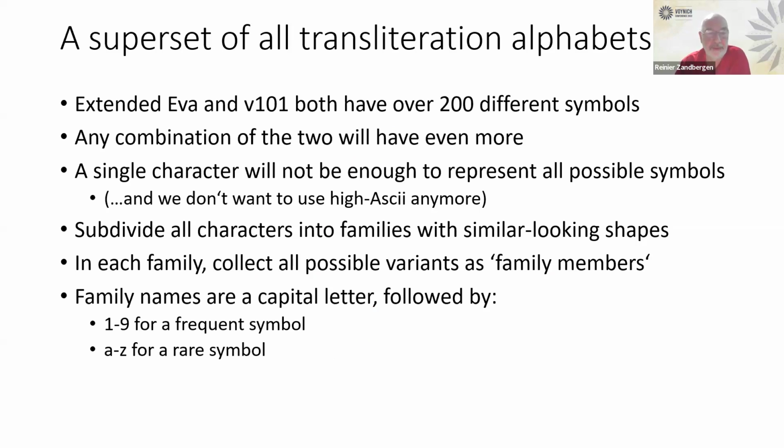So the way to solve that is to subdivide all characters into families, and each family has similar looking shapes, and the family members are then the different variations of these shapes. So the family names are capital letters from A to Z, and then they're followed by a symbol, which is either the number 1 to 9 if this particular character is deemed to be frequent, or a lowercase a to z for symbols that are rare.